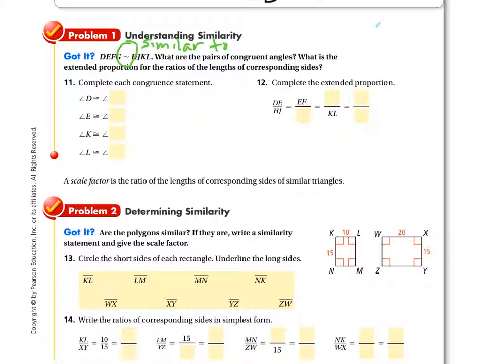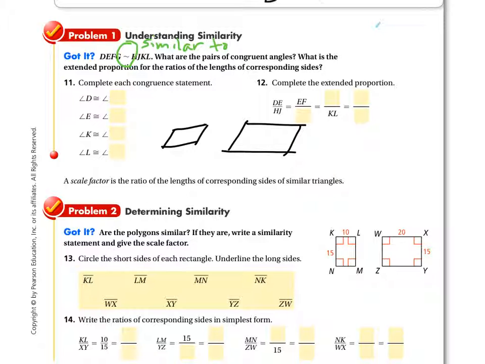So it says, what are the pairs of congruent angles? So those would be the corresponding angles. And what is the extended proportion for the ratios of the lengths of the corresponding sides? So you go ahead. How are you going to figure that out without a picture? You're going to draw a picture, and it doesn't matter what quadrilateral you draw. And you don't know which is smaller and which is bigger because they don't tell you, so it doesn't matter. So if I were you, I would start off by just drawing any similar looking quadrilaterals.